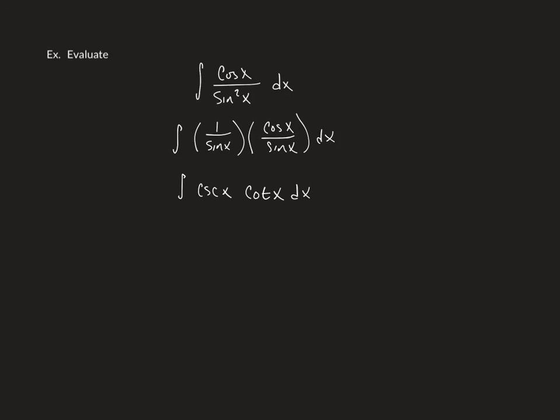Is there a function whose derivative is cosecant of x times cotangent of x? And there is. So the answer then is negative cosecant of x plus c. So just a couple examples of how you might want to rearrange some of these. I'll give you some practice problems to work on before I send the book homework, which will be in the next lesson.